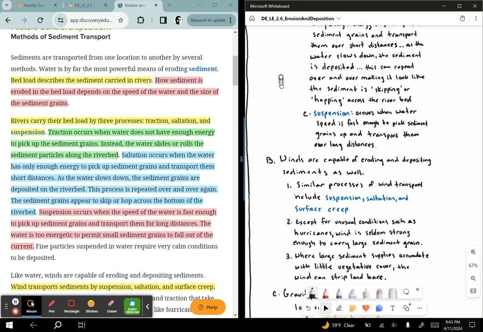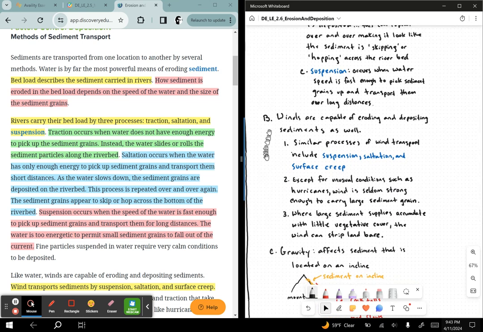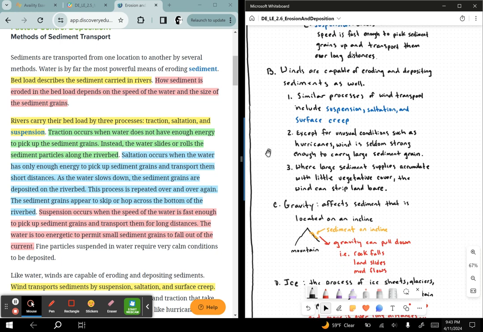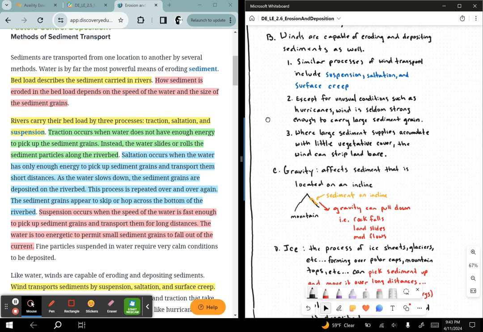Are there other agents besides water that can do erosion? Well, of course there are. Many of you have suggested in our discussions that wind is capable of eroding and depositing. Remember, eroding means to carry or transport, and deposition means to set it down somewhere. The same terms are used for the most part with wind.